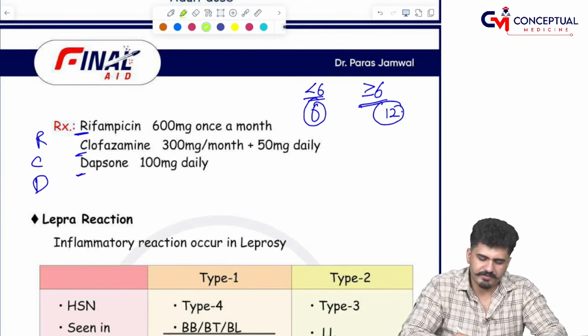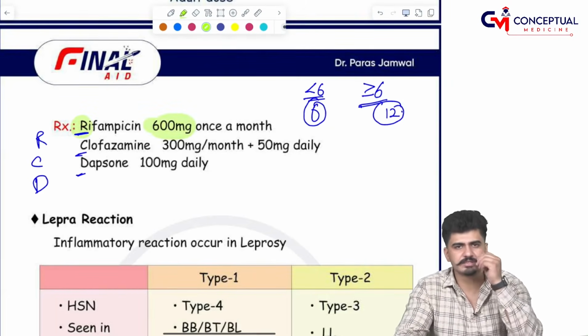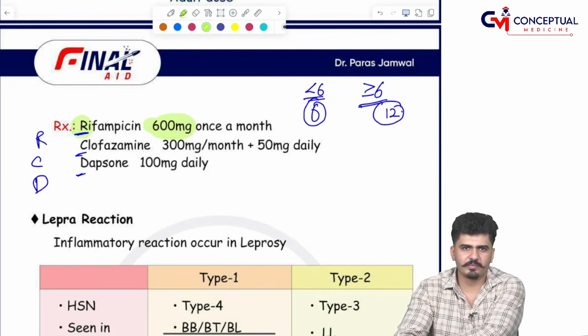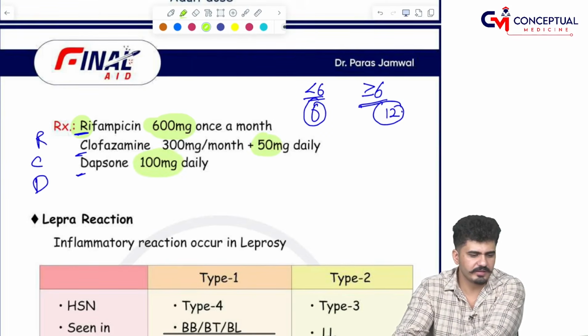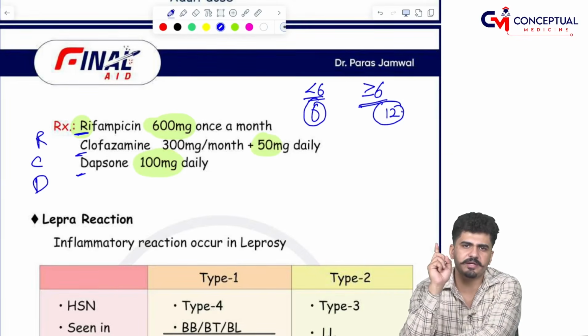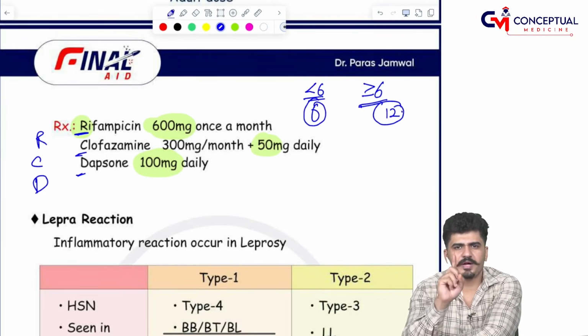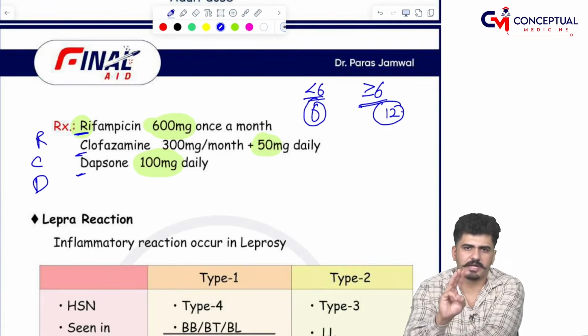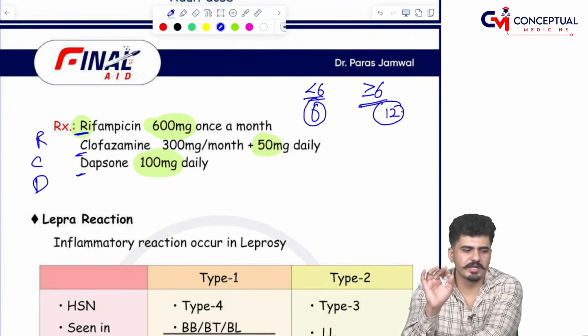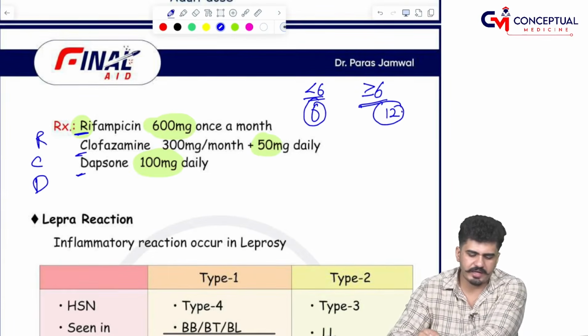Number one is rifampicin, 600 mg once a month. Clofazimine is 300 mg once a month, followed by 50 mg daily, and dapsone has to be given daily, 100 mg daily. So rifampicin is 600 mg once a month, clofazimine is 300 mg followed by 50 mg daily, and dapsone is 100 mg daily.